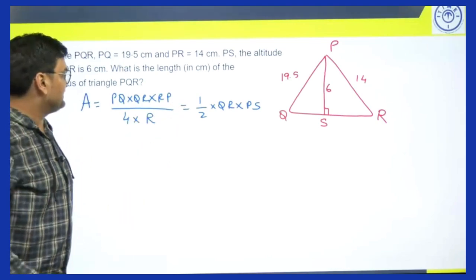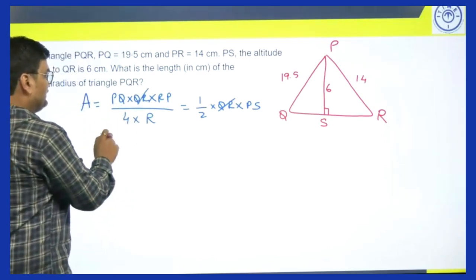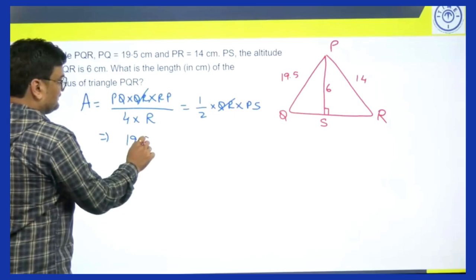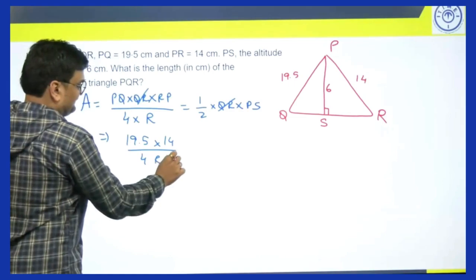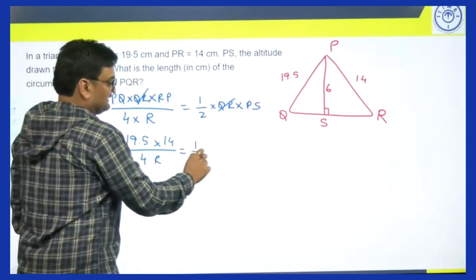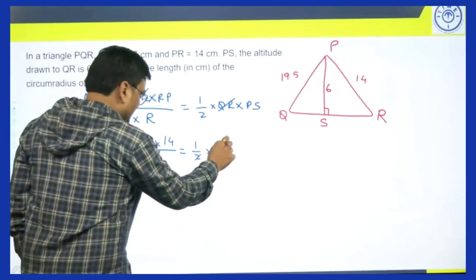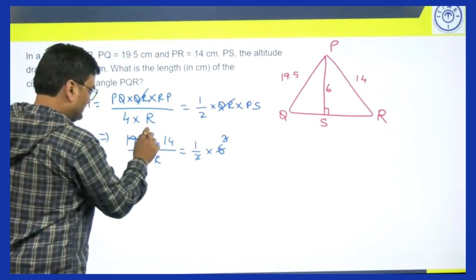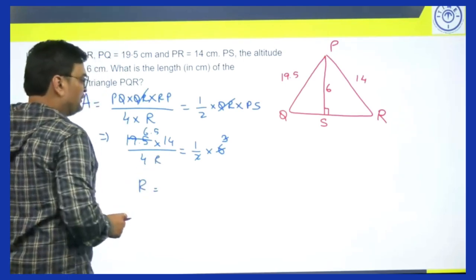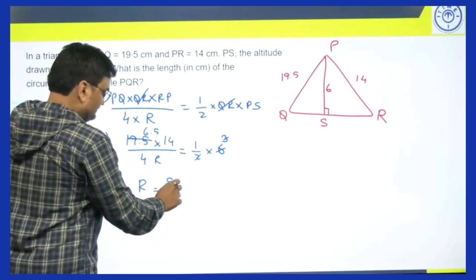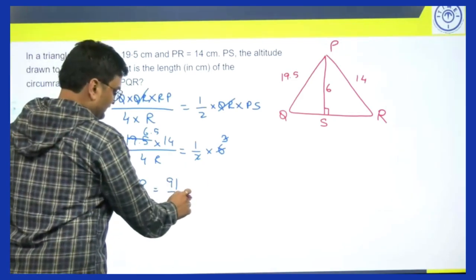Now on both sides we can see the term QR can be cancelled out, and now if you see, you know PQ length, you know RP length, so R will be equal to what? You know PS length, PS is 6. So when you simplify this, this will go 3 times and this 3 will go 6.5 times. So the value of R will end up being 6.5 into 14, so it will be 91, right? 91, 13 by 2, 13 into 7, 91 by 4.